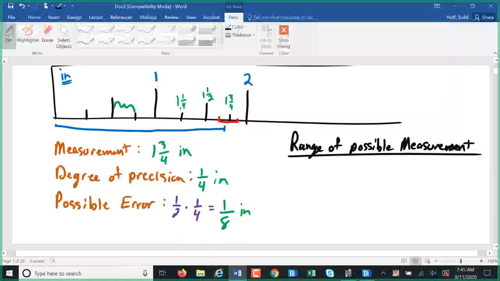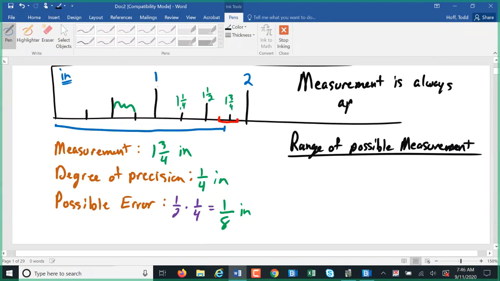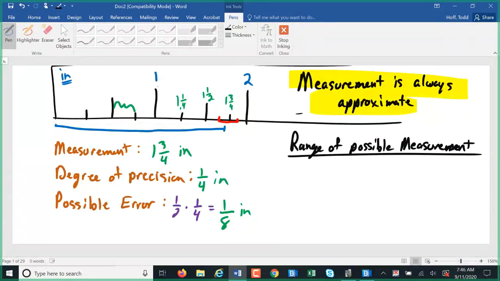So what this does is it gives us a range. When I say that this object, this blue line, measures 1 3/4 of an inch on this measuring device, I'm not saying it's exactly 1 3/4 of an inch. Measurement is always approximate. In other words, it is always rounded. Measurement is to the nearest unit, not to an exact. I mean, it's always slightly between.